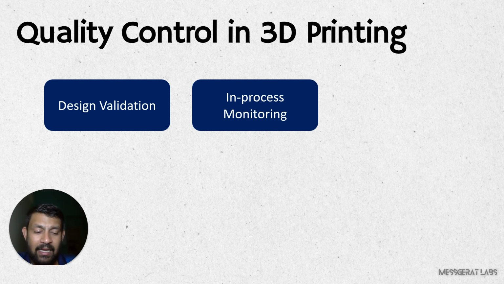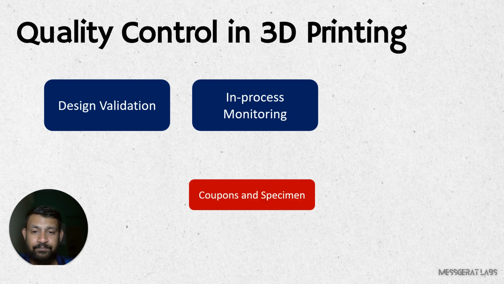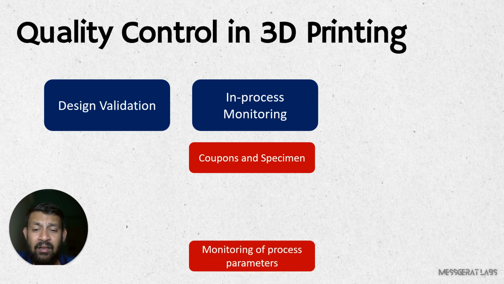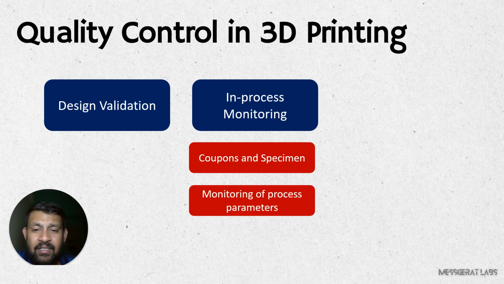Then we talk about in situ process monitoring or in process monitoring. Basically, I told you that temperature can be one of the reasons for generating most of the defects. So when you are doing a 3D printing process, you need to monitor all the important parameters, and you also need to make some coupons and specimens to validate your printing process.